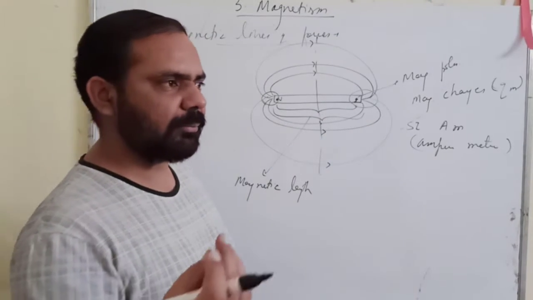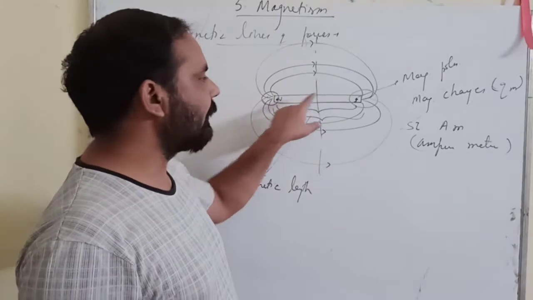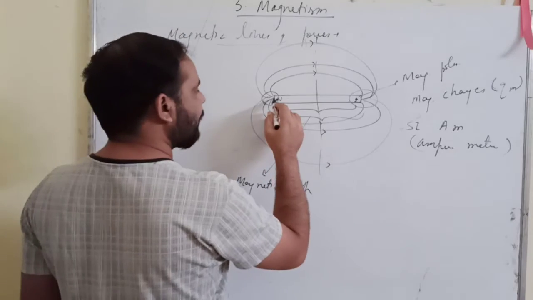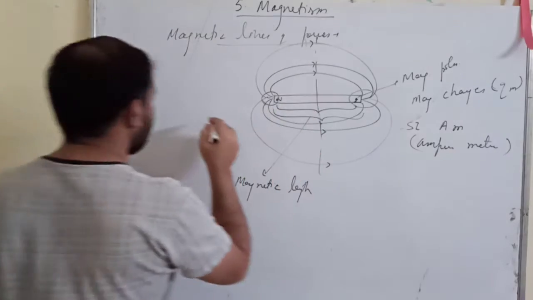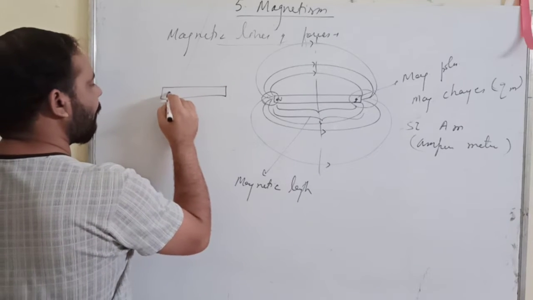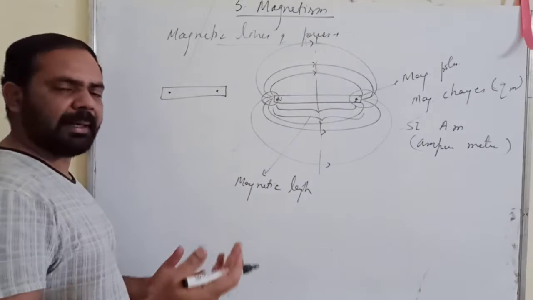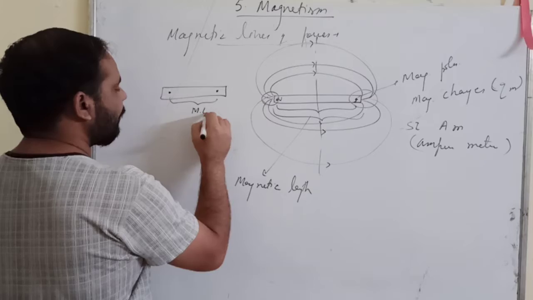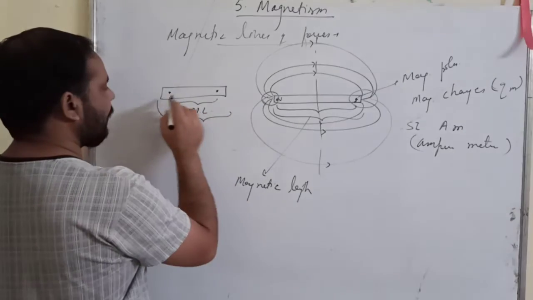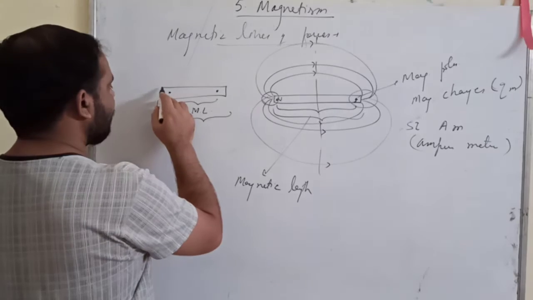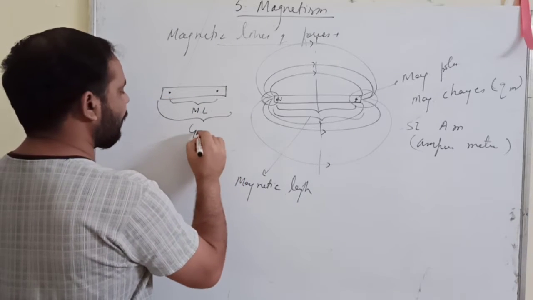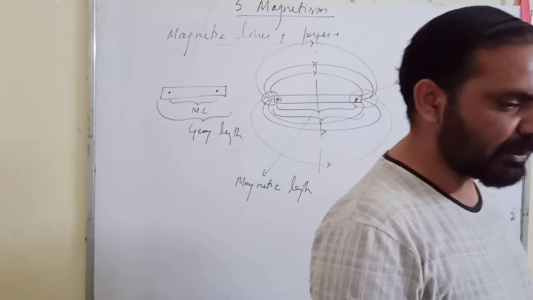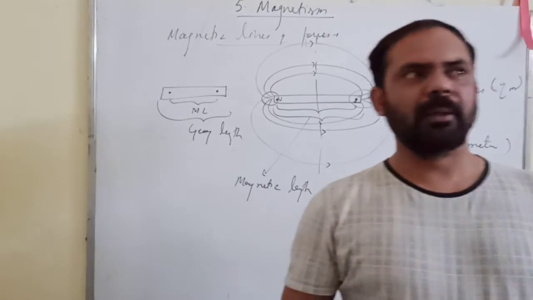What you have to understand here is that practically these poles are a little bit inside the magnet. They are not exactly at the edges, they are slightly inside. So if you have a magnet, the magnetic poles will be slightly inside the bar magnet. This gap is called the magnetic length, and the gap between the edges is called the geographic length of the bar magnet. So we have two different types of lengths: geographic length and magnetic length.